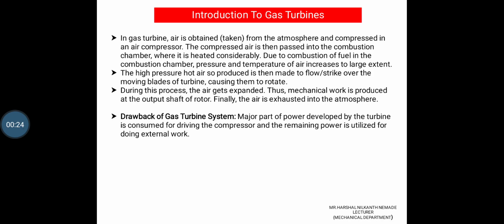Due to the combustion of fuel in the combustion chamber, the pressure and temperature of the air increase to the maximum extent. The high-pressure hot air so produced is then made to flow and strike over the moving blades of the turbine, causing them to rotate. During this process, the air gets expanded, thus mechanical work is produced at the output shaft of the rotor. Finally, the air is exhausted into the atmosphere.